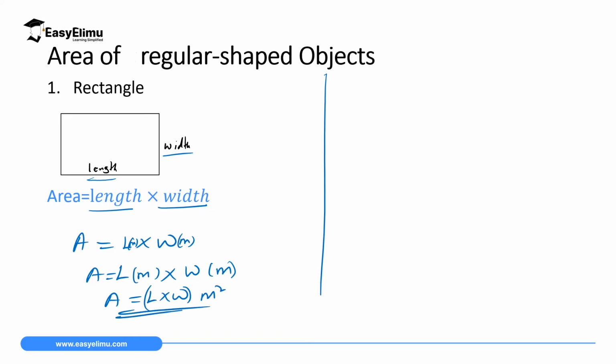So you can assign any number to the length and to the width. Like in this case, let's say you have a length of 5 centimeter, then you have a width of 10 centimeter. Then our area now is going to be length times width, which is 5 centimeter times 10 centimeter, which is going to give us 50 square centimeters.